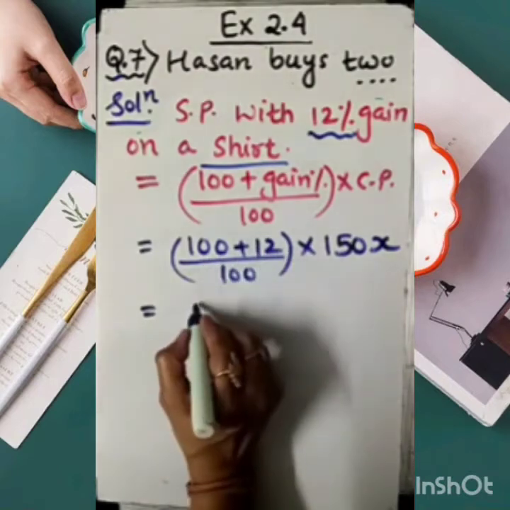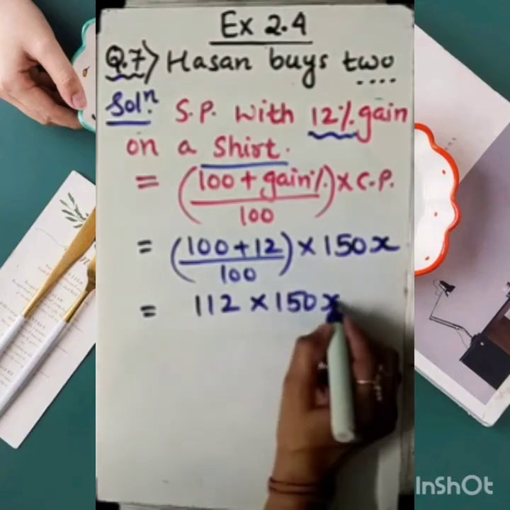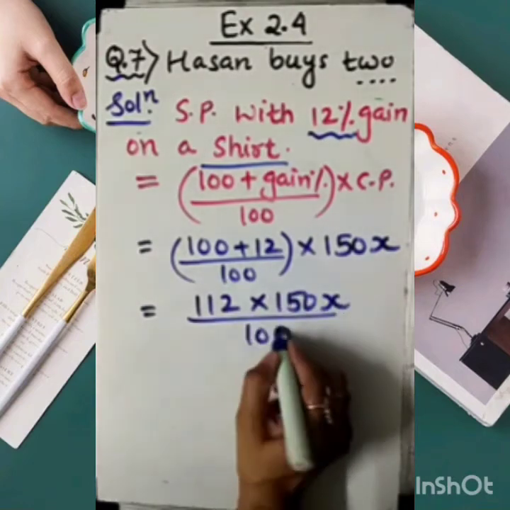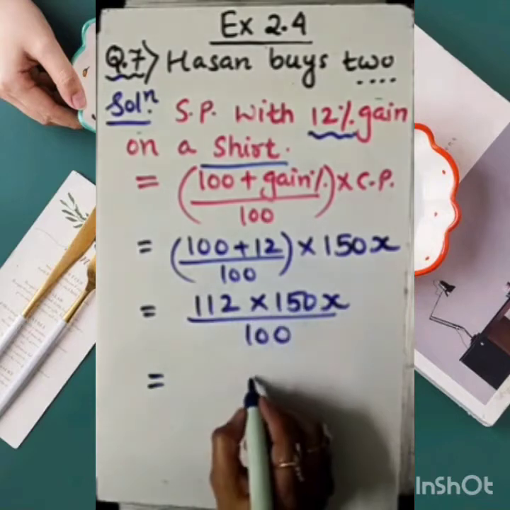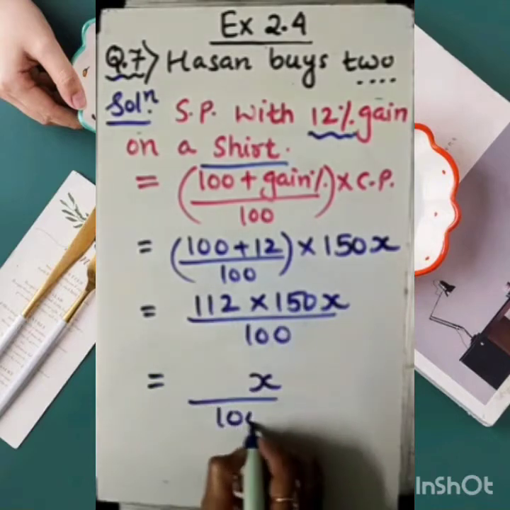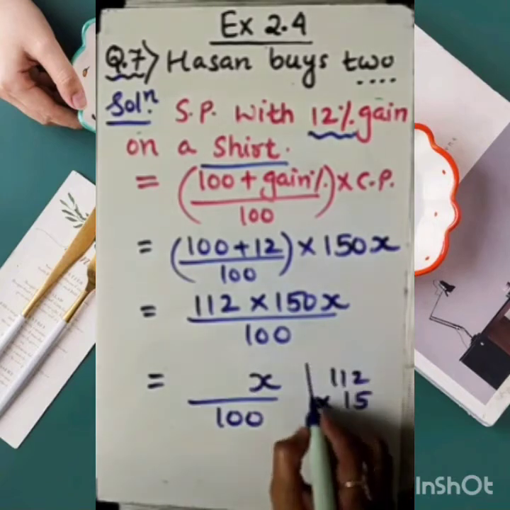Now the simplification of this is 112 into 150x upon 100. So my dear student, let's multiply this with this. So what will be the product? 112 we are going to multiply with 15 in a rough column.